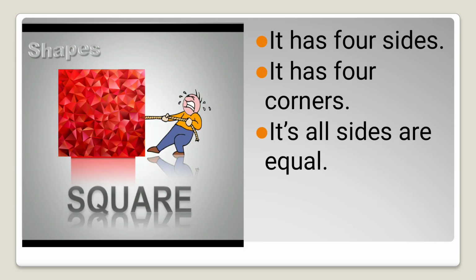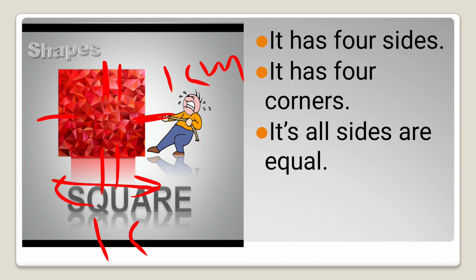The next shape is square. So, the square is also having the 4 sides, as you can see, 1, 2, 3 and 4. It has 4 corners. Its all sides are equal. Here in this square, you can see that all the sides are equal. So, all the 4 sides will be equal. For example, if this side is of 1 centimeter, then this side is also will be of 1 centimeter.